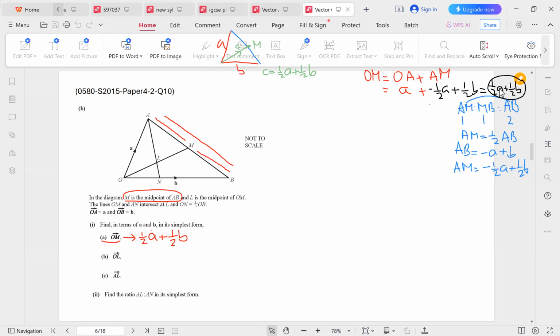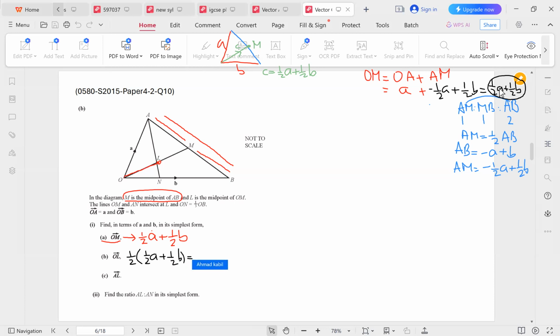In B, we want to find OL. So we are given that L is the midpoint of OM. So we can use ratios again. Again, the shortcut here is just to understand that since L is the midpoint, OL is just half of OM. So it's half of the previous answer. I'm just going to teach you the quick techniques and the slow way as well, and you can use whichever one you want. So the quick answer would be half times the previous answer.